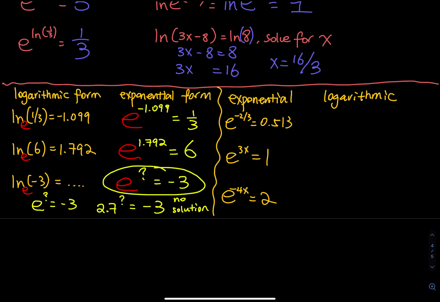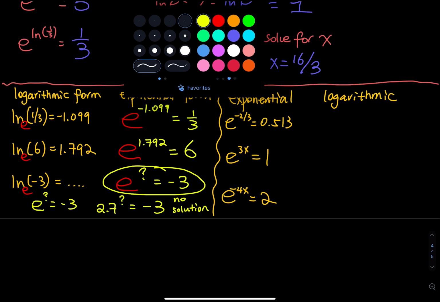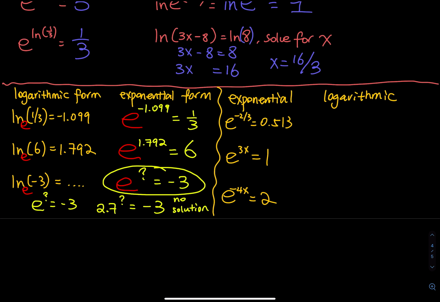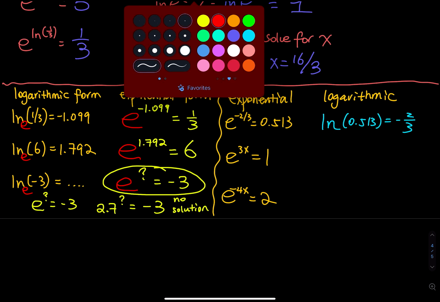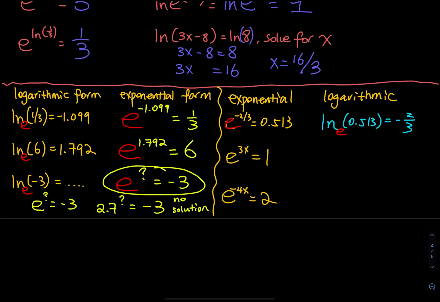All right. So moving on to the right, we have exponential form back to logarithmic form. Okay. So let's use a different color to do this. For logarithmic form, we have ln what? ln 0.513 equals negative 2/3. Remember, we have an e right over here and then an e right over here. So e raised to the fraction is equal to the decimal.